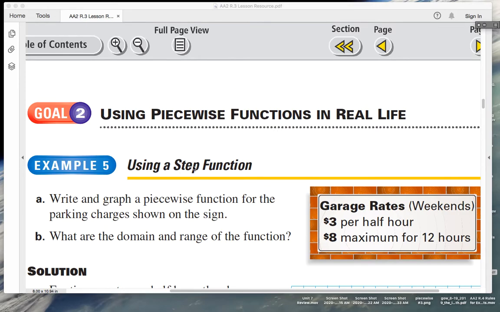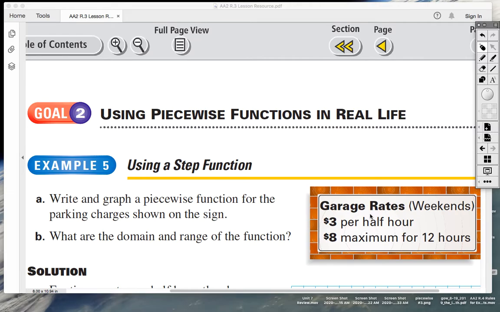All right, so write and graph a piecewise function for the parking charges shown on the sign. Okay, so first thing we have to understand is this is write and graph. So we have to write it. So here we're talking garage rates, $3 per half hour.